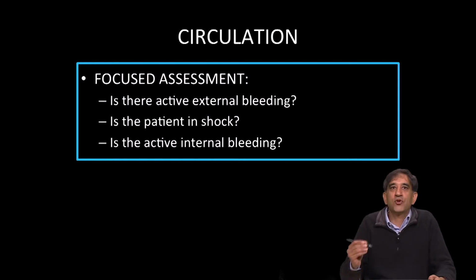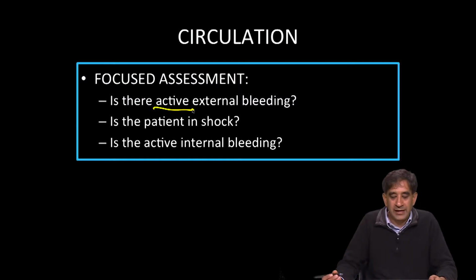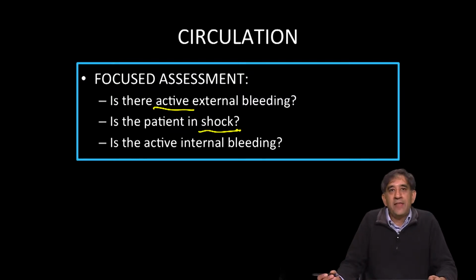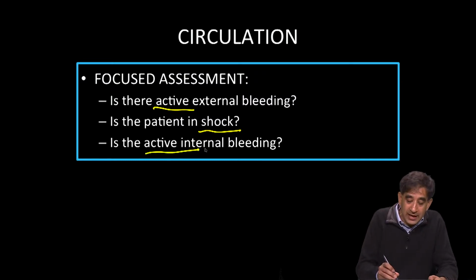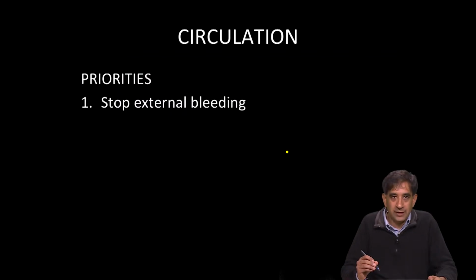And when we're talking about circulation and we're doing a focused assessment, we have 3 questions again that we want to ask. The first is, is there active external bleeding, in which case we want to stop it immediately? Is the patient in shock? And then finally, is there active internal bleeding that we have to diagnose and address? So the focused assessment of circulation: is there active external bleeding? Is the patient in shock? And is there active internal bleeding?